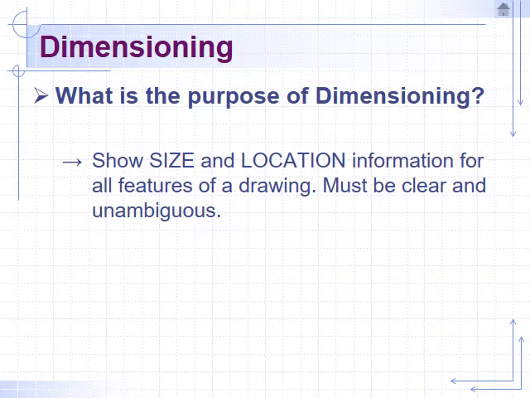The purpose of dimensioning is to show the size and location information for all features of a drawing. It must be clear and unambiguous. And when we talk about clear and unambiguous, that seems fairly straightforward, but you have to remember that drawings can go from simple to very, very complex very quickly. And when there's a lot of lines on the drawing, it's the graphic person's job to make sure that the reader is not confused between object lines and annotative lines that are used throughout the drawing set.